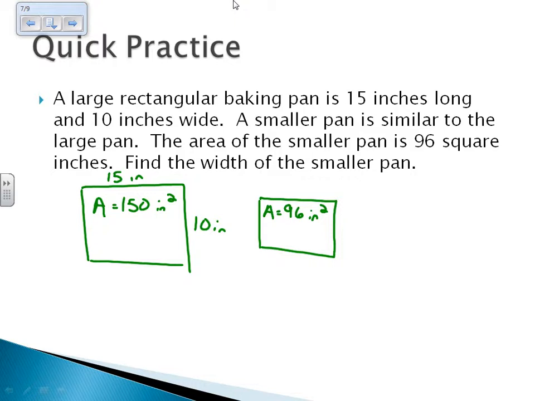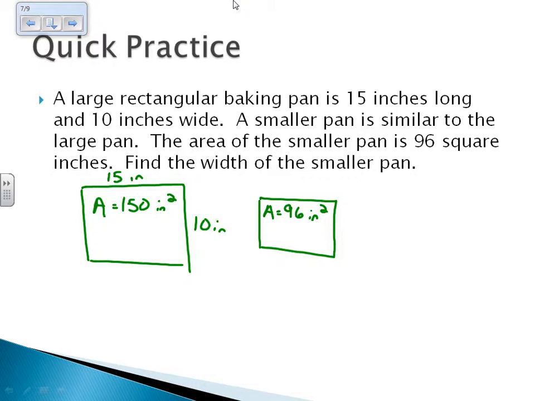Does it matter which one goes first when you set a ratio? As long as you keep the same ratio for the perimeter and corresponding sizes. Sure, so as long as you're consistent. Which one do you want to do on top?